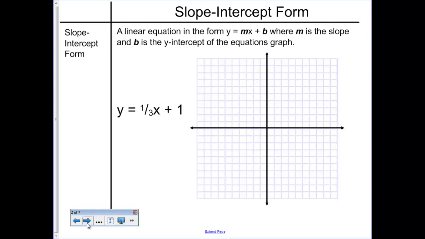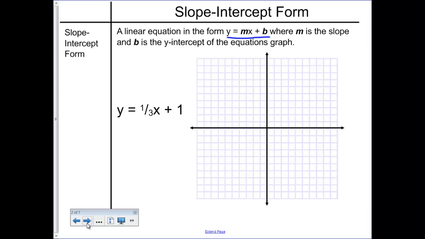First thing we want to talk about is what is slope-intercept form. It's a linear equation in the form of y equals mx plus b, where m is the slope and b is the y-intercept of the equation's graph. And that should be apostrophe s.